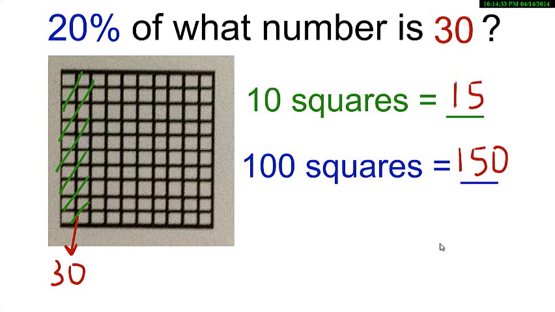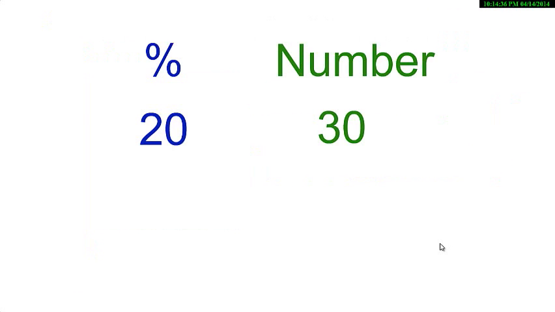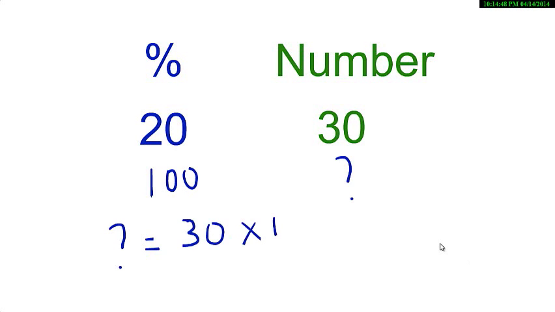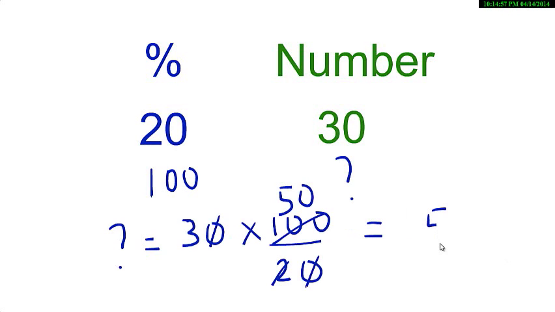This can also be solved as 20% is equal to 30. So 100% is what? So what is nothing but 30 into 100 by 20, which gives me 150. Are the answers the same in both cases?